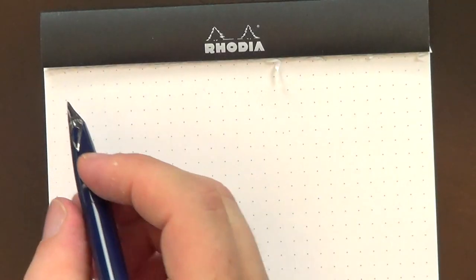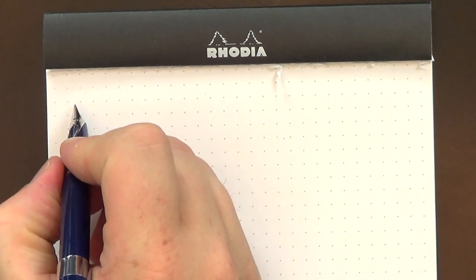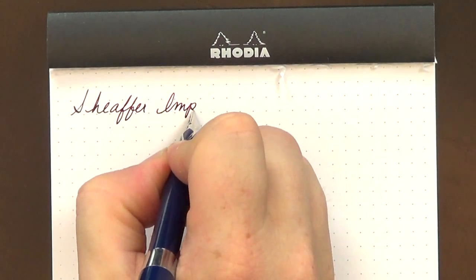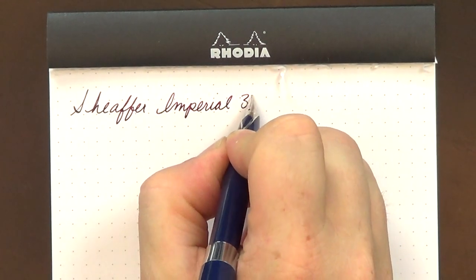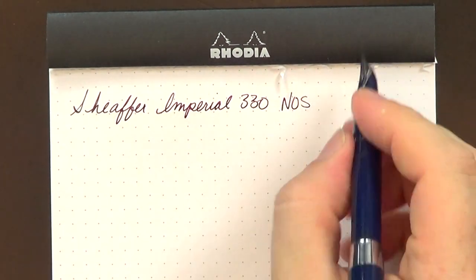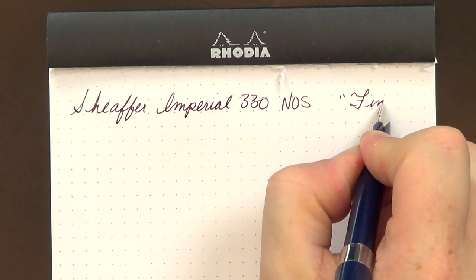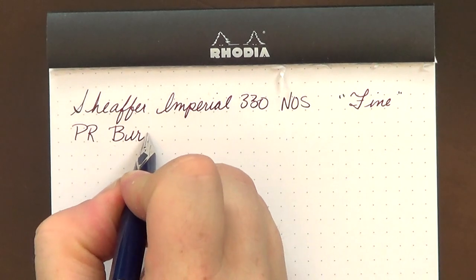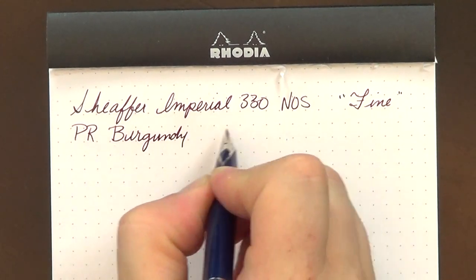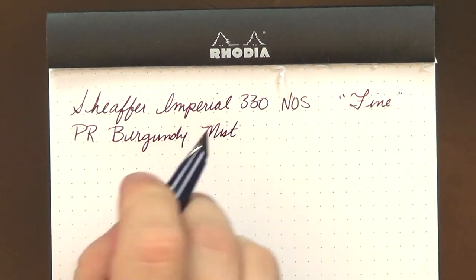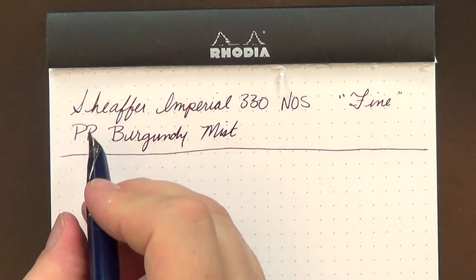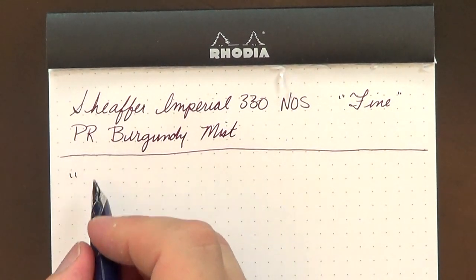Let me walk you through the writing sample on this, and then we'll finish up with a couple last thoughts. So this is the Sheaffer Imperial 330. And this was new old stock with a fine nib in steel. The ink for today is Private Reserve Burgundy Mist. And we are on a Rhodia dot pad. Now, let me do the little quote for today.